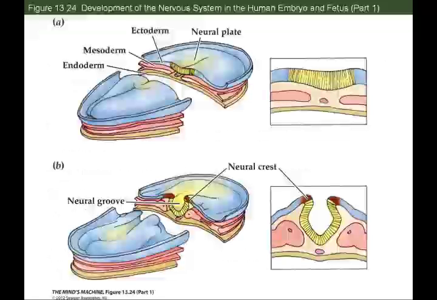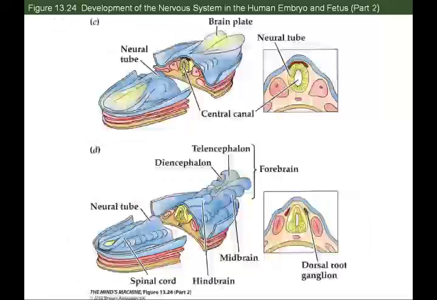So over time, you see that neural groove, the yellow with the lines, fold upon itself. That becomes the neural tube. Then over time, you see that the front of the neural tube differentiates into these bulges called the forebrain, midbrain, and hindbrain. Each of these bulges further differentiates into other bulges. For example, the forebrain is going to become the telencephalon, the end brain, and the diencephalon, the middle brain, and then the hindbrain. Okay?